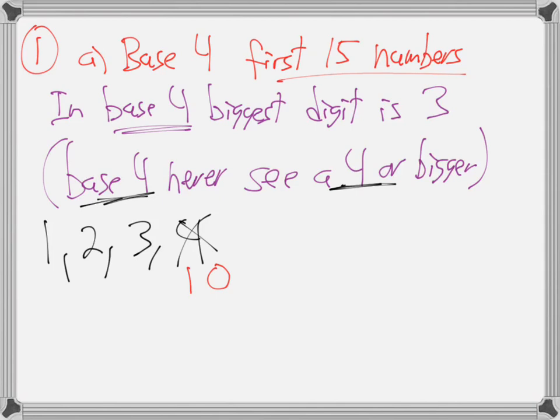1, 2, 3, 10, and then you go to 20. So you're saying 4 is 10. What do you think? Is that right? Is 4 10? Is that true?